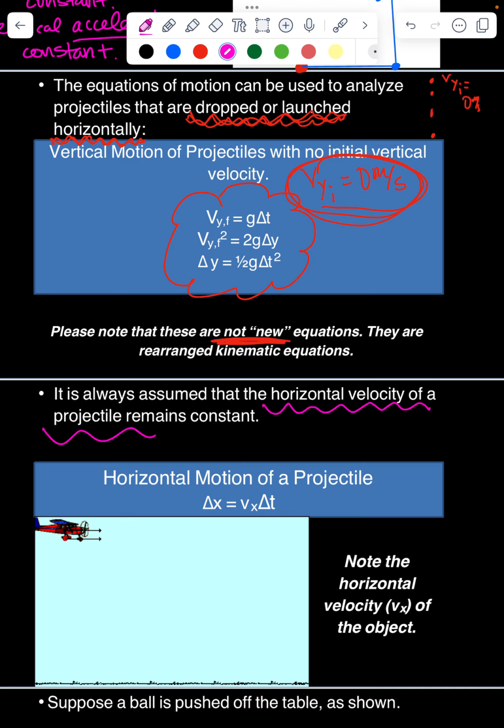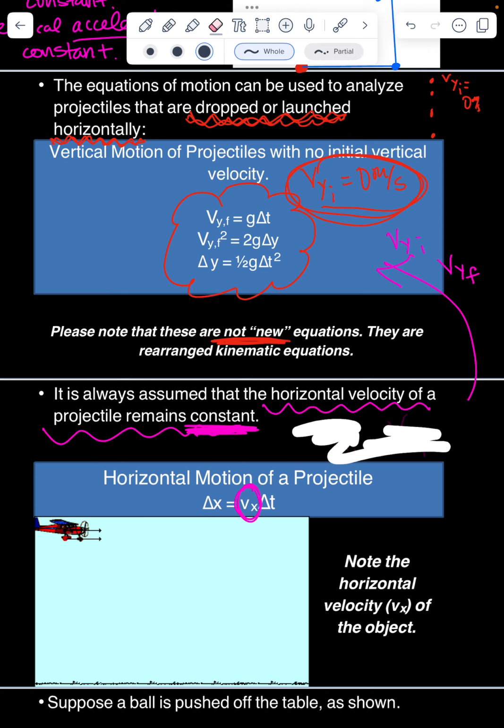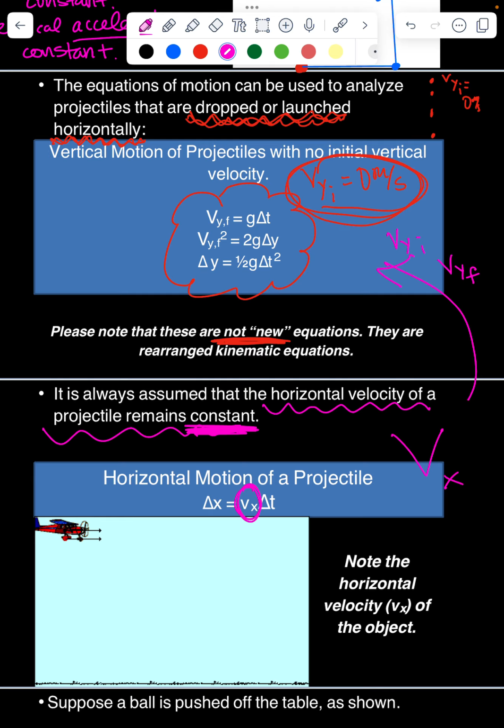We know that if something is launched horizontally, it has a constant horizontal velocity. So that's what you're going to see right here. We are not going to have Vx initial and Vx final like we see up here. Here we have Vy initial and Vy final. We don't have that for horizontal because it is constant. All we have is V sub x because it remains constant the entire time.